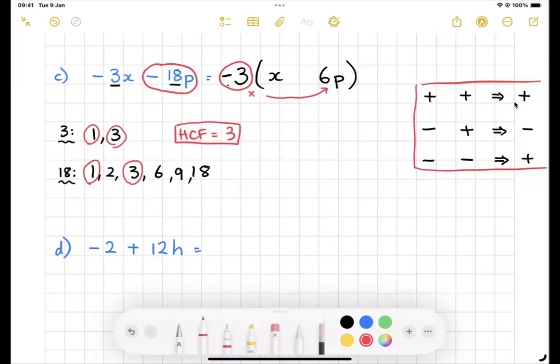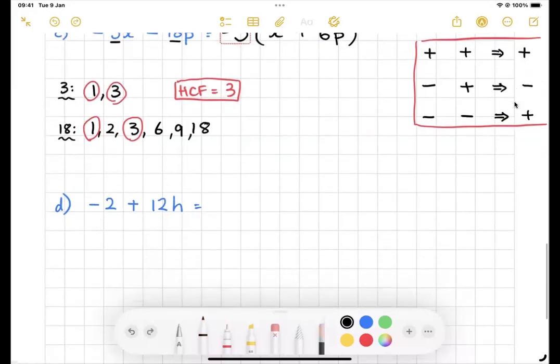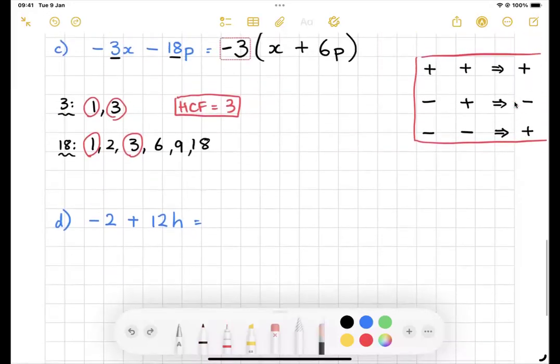So what should I put in there? Well, if my answer is going to be a negative 18p, and I already have a negative number that I'm multiplying it by, the negative 3, then inside must be a positive, because if I multiply a negative number and a positive number, it gives me a negative answer. Okay, take your time on these questions because it does get a bit tricky. Let's do the next question. Let's move this down.